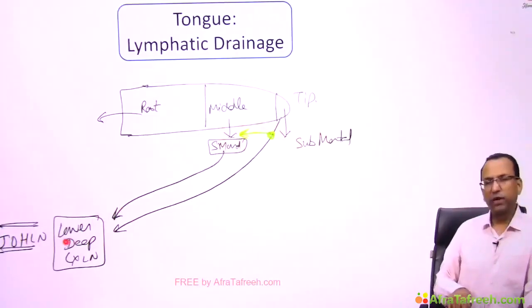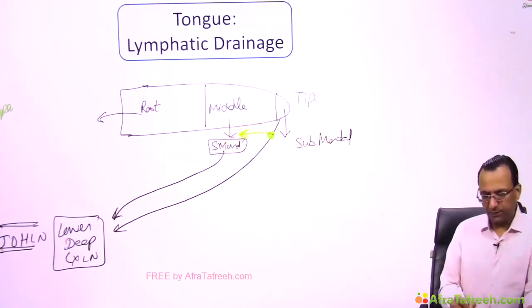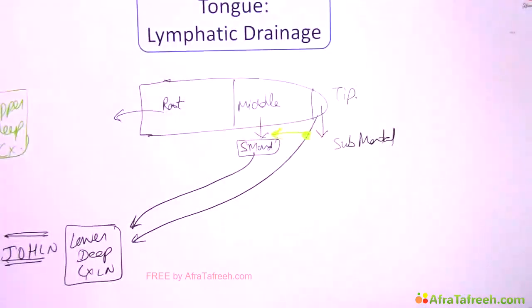Then what is the root of tongue draining? Root of tongue will drain into upper deep cervical. Upper deep cervical, yes, and this is lower deep cervical. Can we see a diagram regarding that? Yes, there's a diagram regarding that.